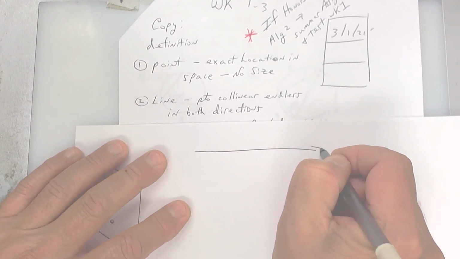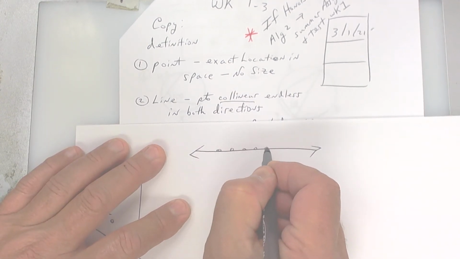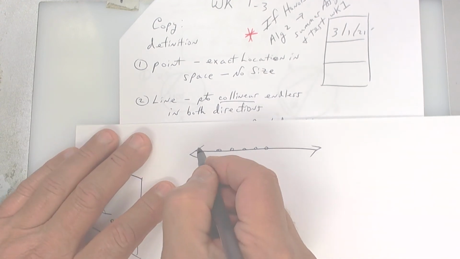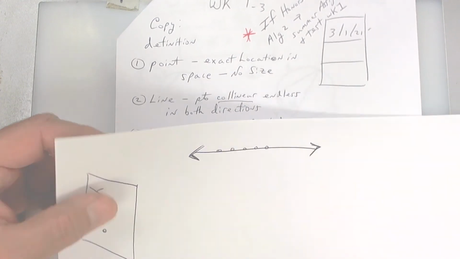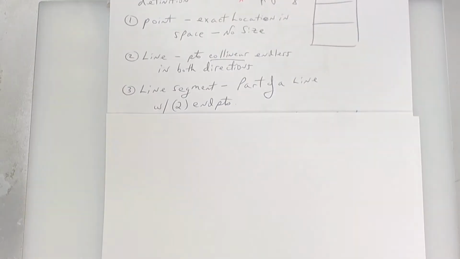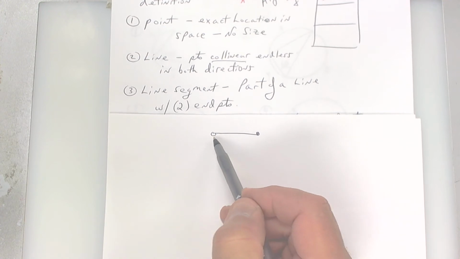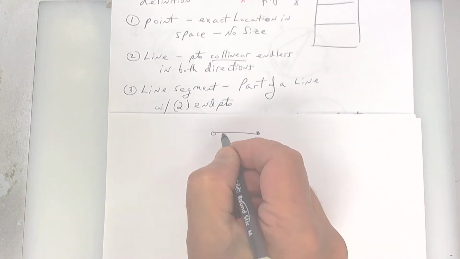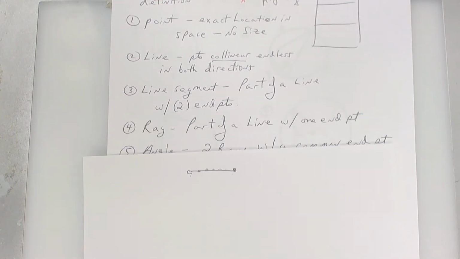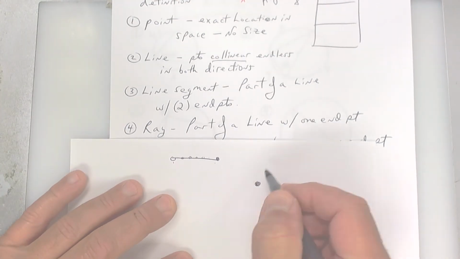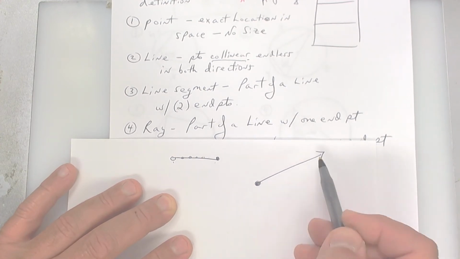A line extends in both directions without end, okay, and it's collinear. Collinear means they're all on the same straight line. So it goes on in both directions, doesn't end. That's a line. A line segment, I call it a segment, has two end points. 1, 2, it stops, okay? And then a bunch of points in the middle that are collinear. Two end points. It's part of a line. A ray has an end point and it goes on in one direction. It's part of a line that has one end point and goes on in one direction.